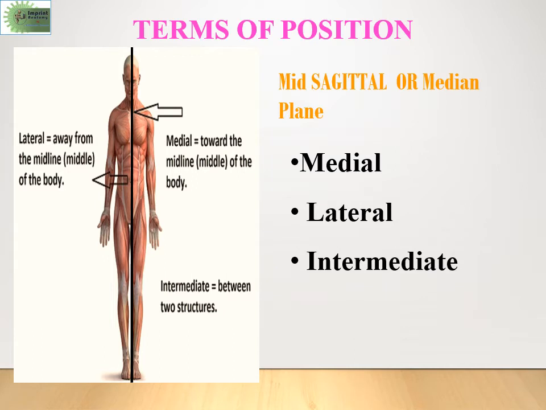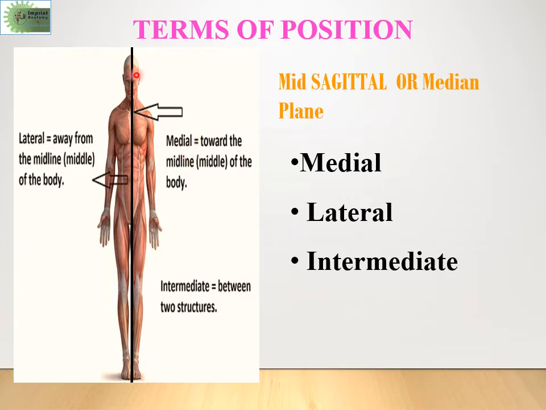Then let's see how it divides, in the diagram. For the mid-sagittal or the median plane, the position of the organs will be medial or lateral. These are two opposite words, medial versus lateral. So let's see what it is.